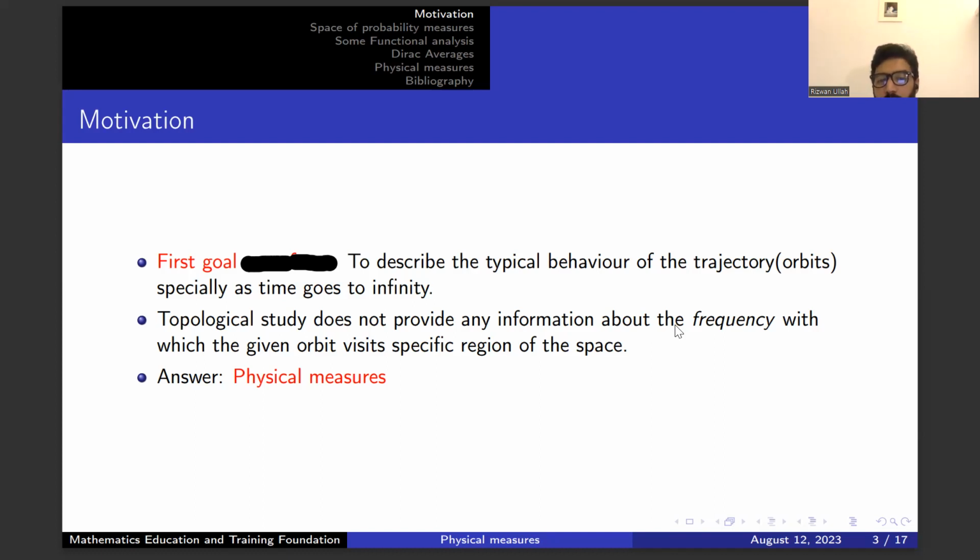For this reason, and many other reasons, we introduced ergodic theory, and in fact studied the orbits from another point of view, which is the statistical point of view. In order to make these points clear, the goal and the topological approach, let me give you some examples which will make it easy for you to understand what I actually want to say.